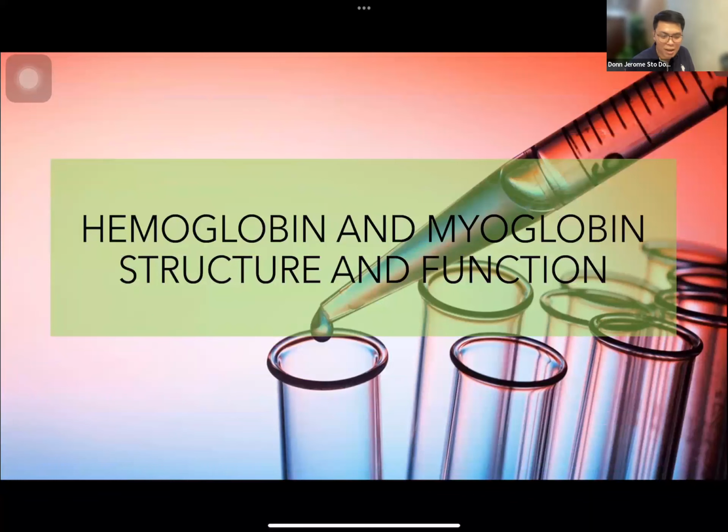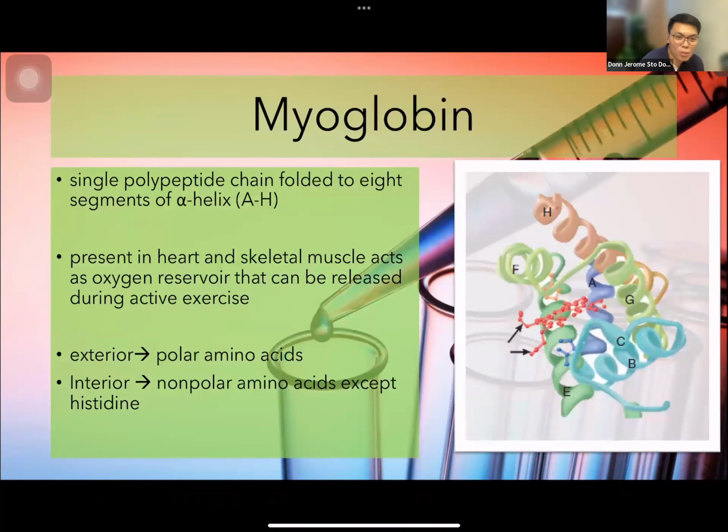Let's discuss the myoglobin and hemoglobin structure and function. First is your myoglobin. Your myoglobin is a single polypeptide chain made up of 8 segments of alpha helices. These are designated as A to H, so A1, B2, C3, D4, and so on and so forth. Your myoglobin is present in the heart and in skeletal muscles, where they act as a repository of oxygen that they later on release during strenuous or active exercise.